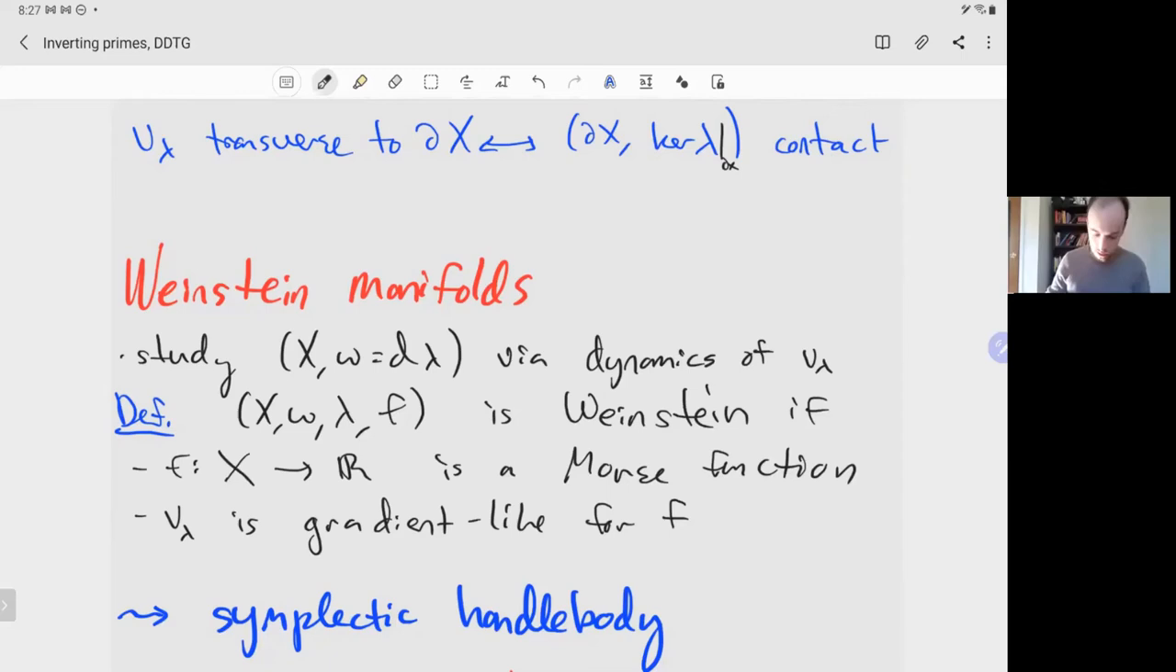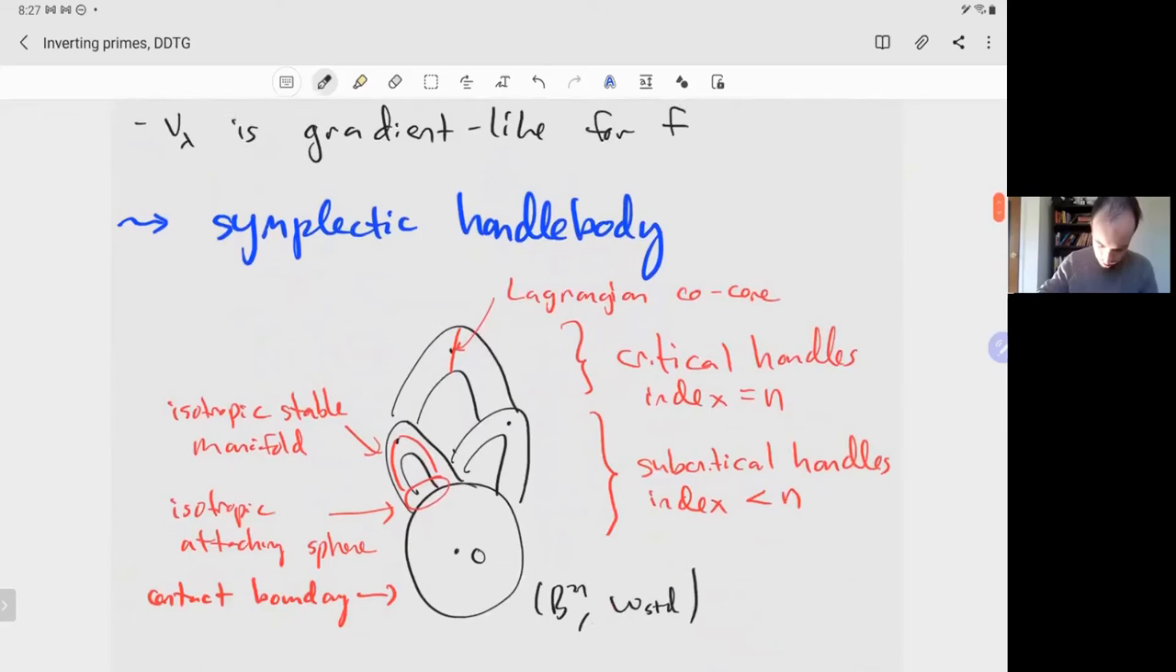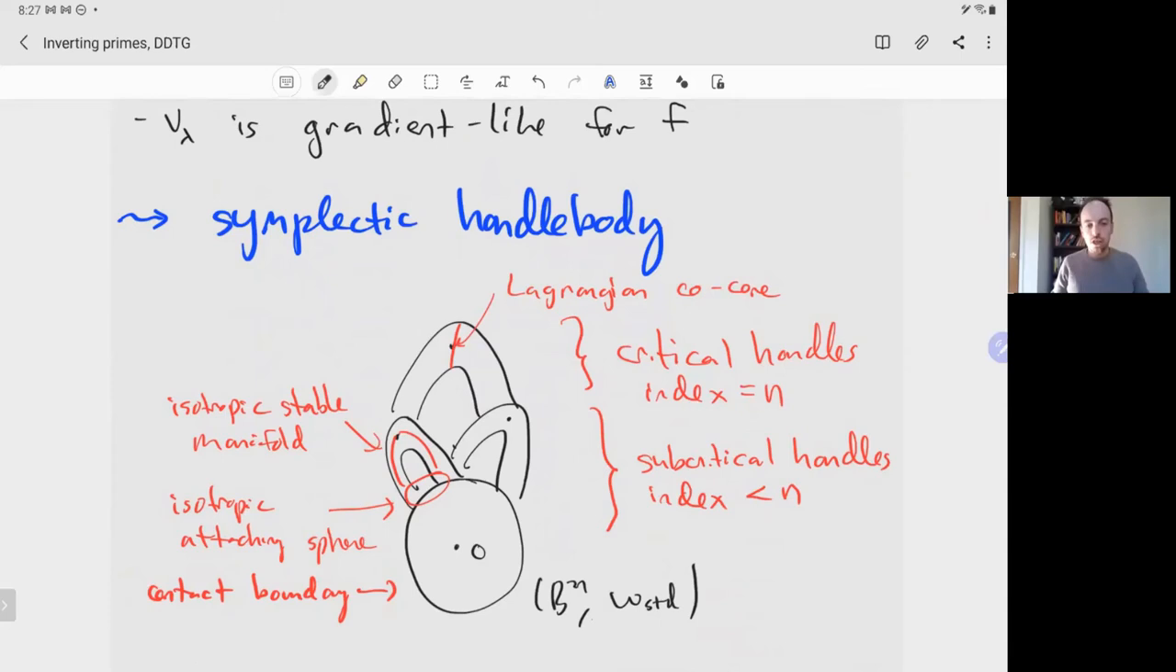So let me move on to the diagram that I drew over here. So what's going on here? Just like in smooth Morse theory, we have a handle for each critical point of the Morse function. We start with just a ball, which corresponds to a critical point of index zero. As we go past different level sets of the function, each time we pass a critical point, the topology changes, and we attach a handle. And that's what happens here. But the handles are special because, again, the Morse function is compatible with the symplectic form.